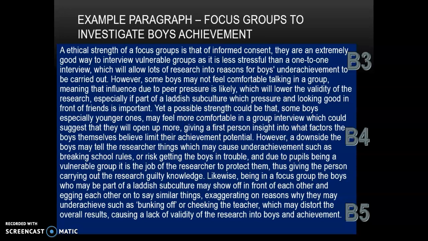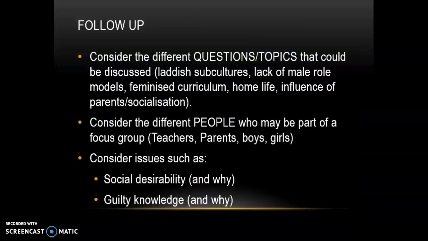So to follow up, consider the different questions or topics that could be discussed during boys and achievement. So it could be about larger subcultures, lack of male role models, feminised curriculum, home life, influence of parents or socialisation. You don't have to always research the boys when the topic is boys and achievement. You could actually have a focus group of teachers who are discussing it. You could have parents discussing it. You could ask girls, why do you think boys underachieve, for example? And make sure you consider some issues such as social desirability and why, and guilty knowledge and why.